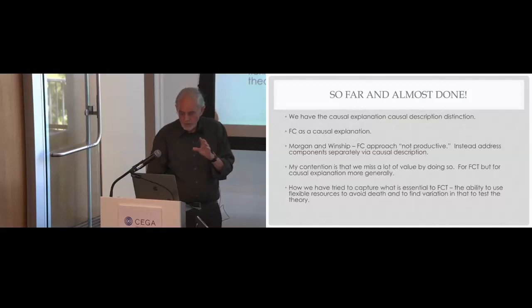So far and almost done, we have the causal explanation, causal description, just fundamental cause as a causal explanation. You have Morgan and Winship, fundamental cause approach not productive, instead address the components separately via causal description. My contention is that we miss a lot of value by doing so for fundamental cause theory, but for causal explanation more generally. How have we tried to capture what is essential to fundamental cause? The ability to use the flexible resources to avoid death and define variation in that to test the theory.